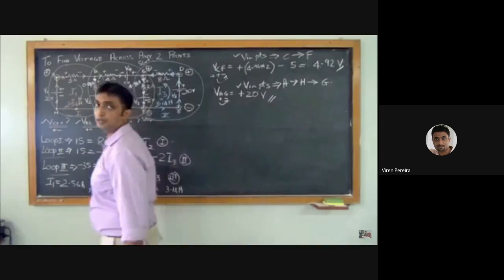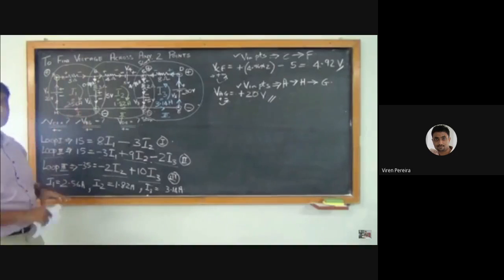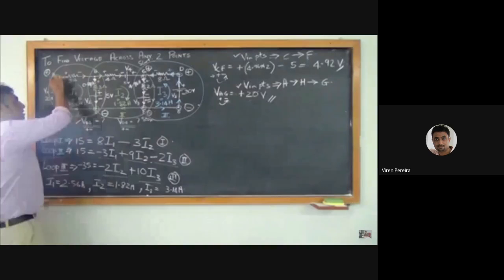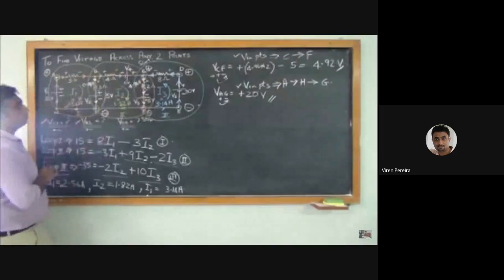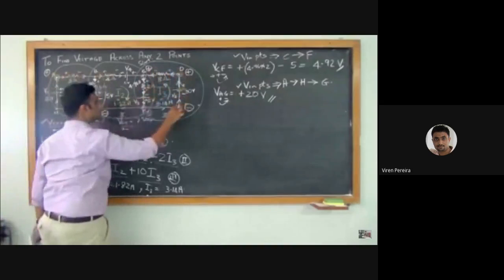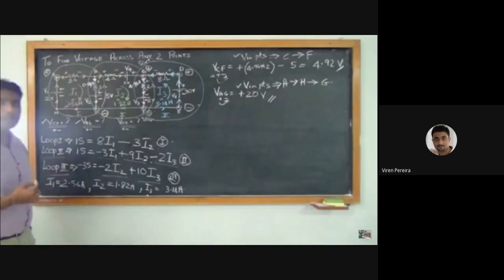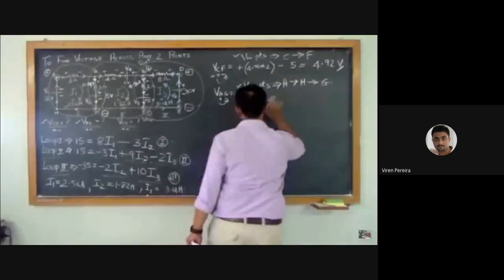Plus 20 volts. But as I told you, it is not necessary that you will only get the answer across these points. You can even get the answer across this loop, or you can get the answer across this loop. So no matter which loop you take, you will get the same answer. So we just try with a different loop and see whether we are going to get the same 20 volts.